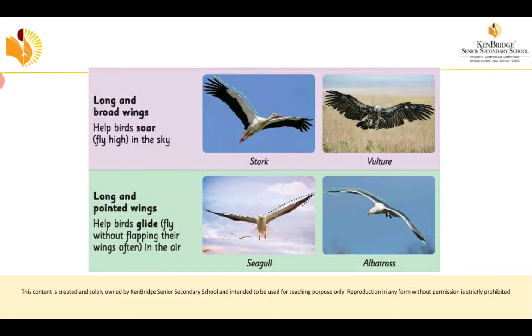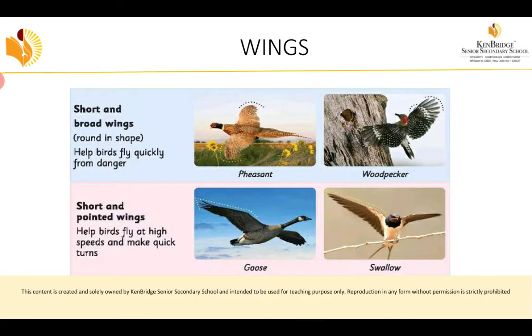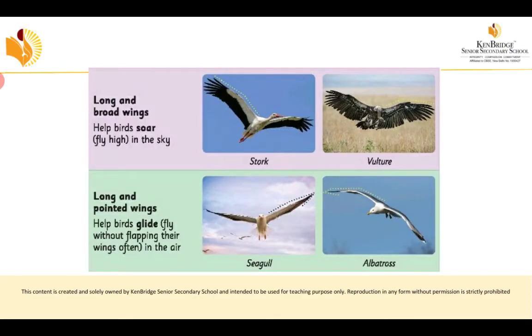Next we have long and broad wings. Here the wings are very long. See, this is long and broad. It helps birds to fly high in the sky. The last one is long and pointed wings. Here we have long wings, but they are pointed.